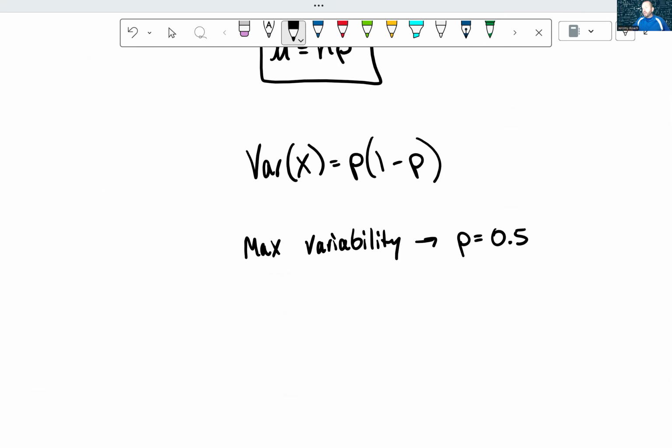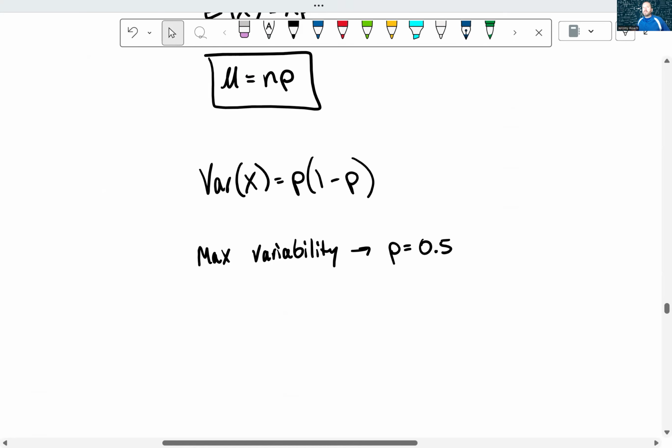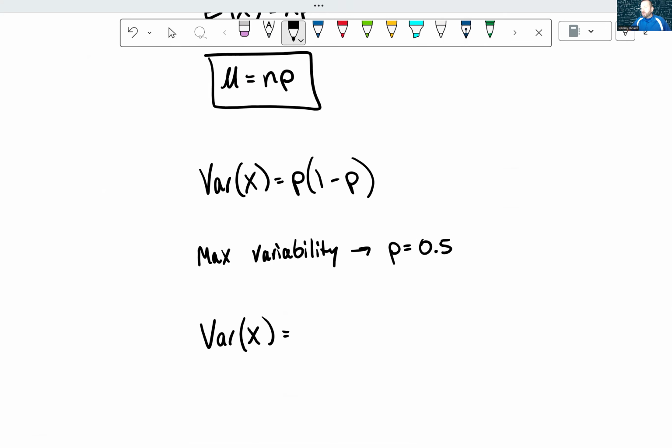So we've already defined that our mean is np. And so to write the variance over many trials, we would write it as the variance of X is equal to np times quantity 1 minus p. And np is also mu, the mean. So we could also write this as the variance of X is equal to mu times quantity 1 minus p.